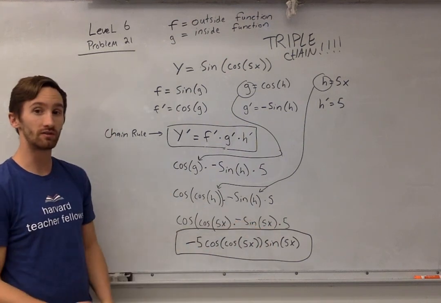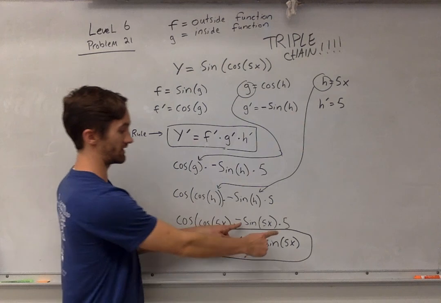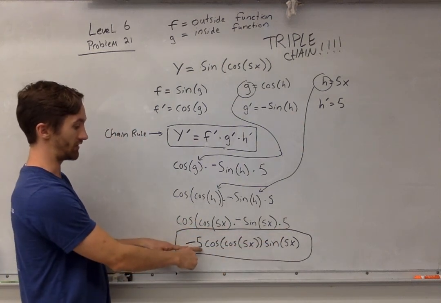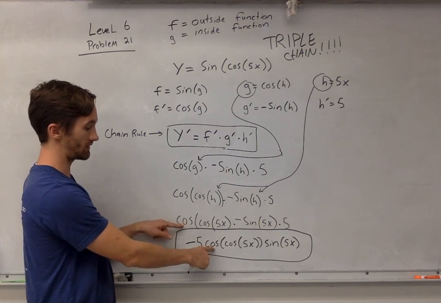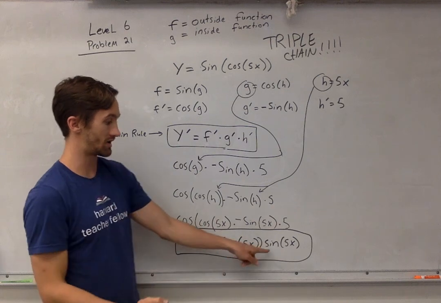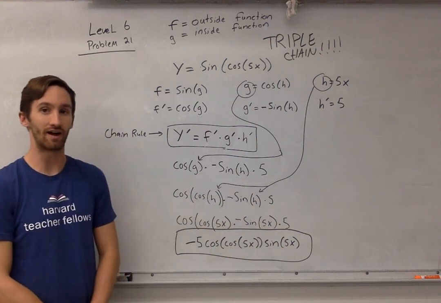And I'm just going to do a little bit of simplification there. I'm going to pull the negative and the 5 to the front. So negative 5 times cosine of 5x, all times sine of 5x.